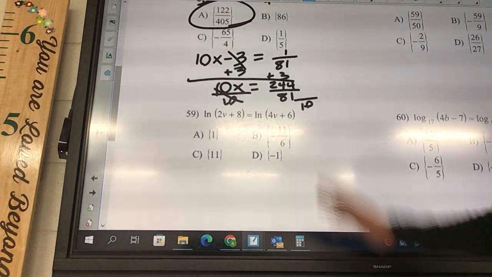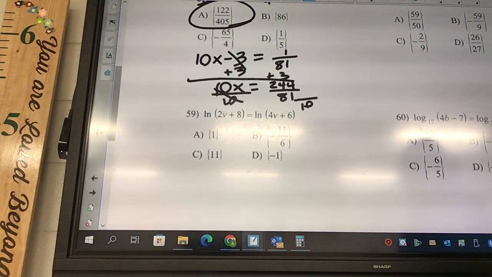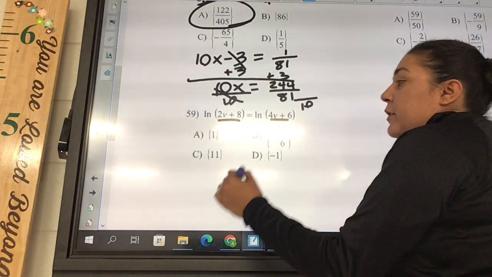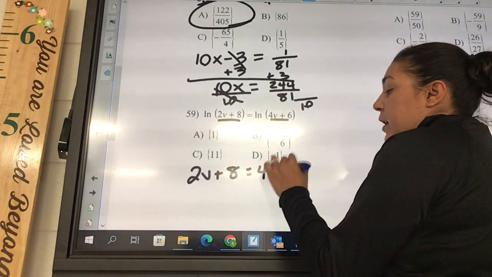Okay, these ones, although there's stuff with them, it doesn't really matter. Even like this, you would say 17 and 17. This one's not going to matter. So essentially, you get left with the 2 inside. So 2v plus 8 equals 4b plus 6.